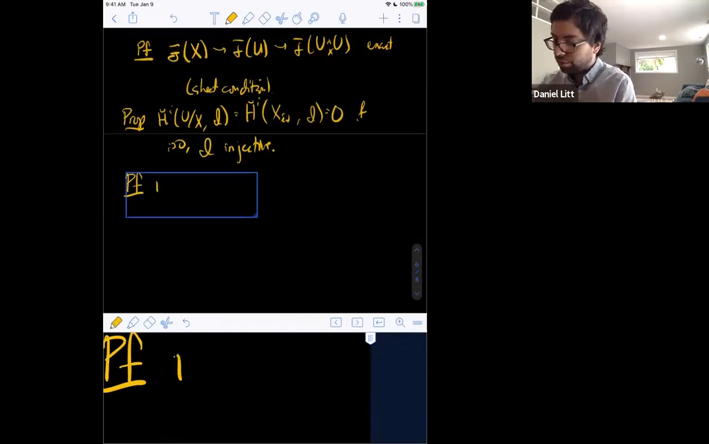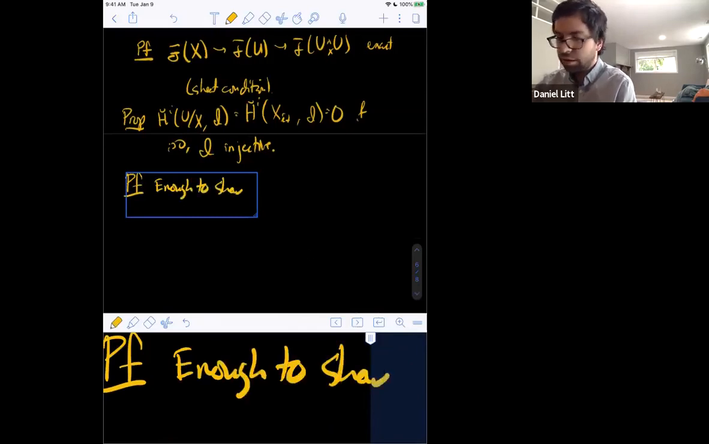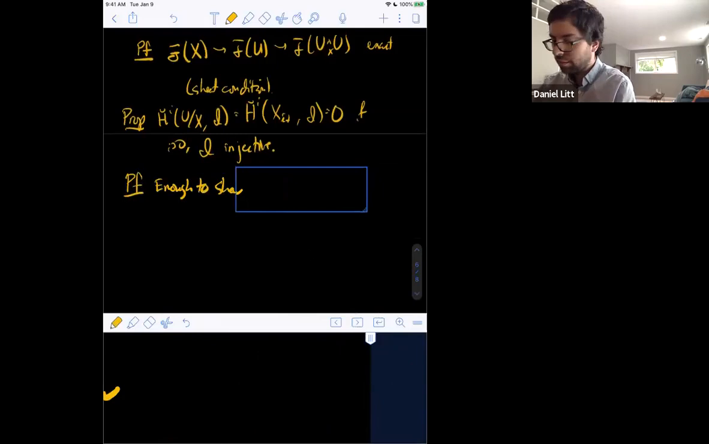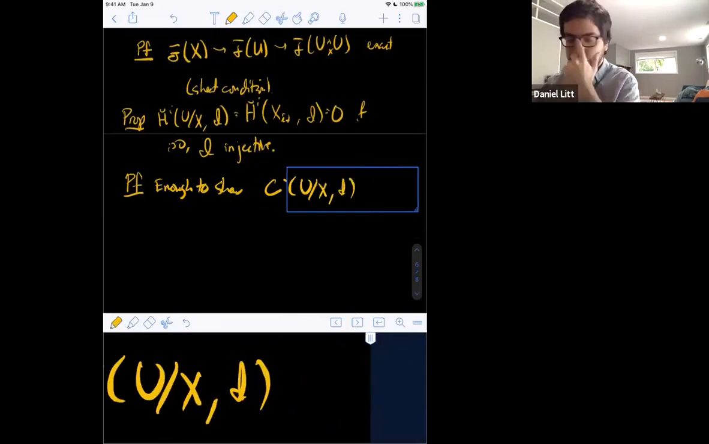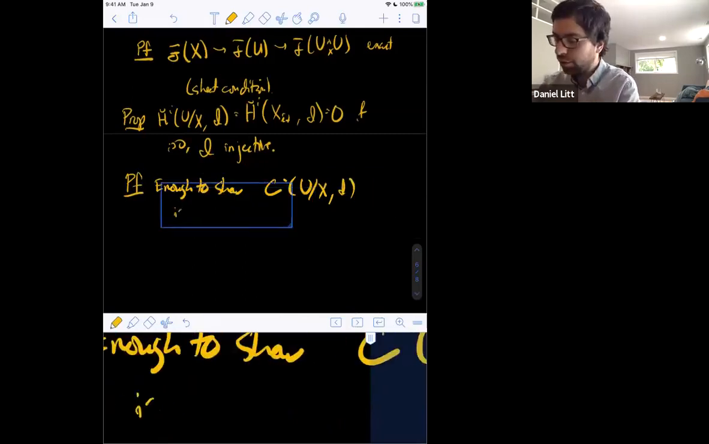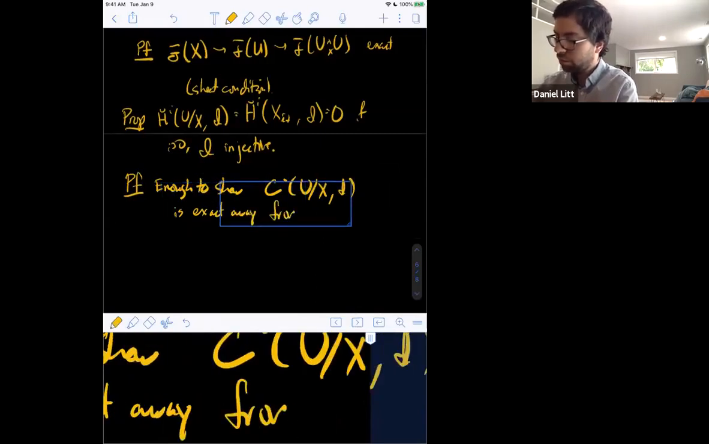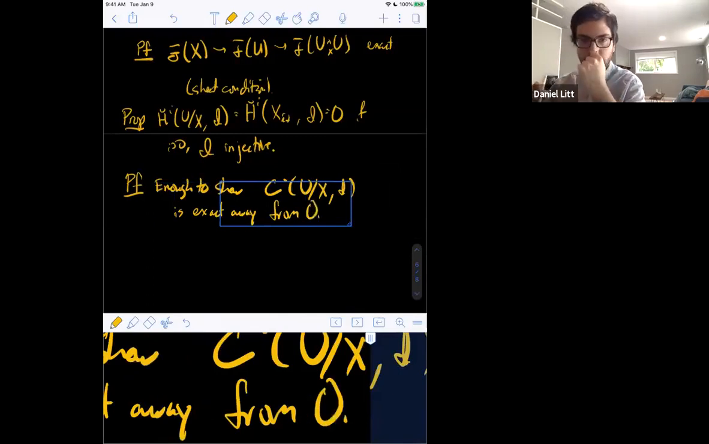So it's enough to show that this complex for any cover U is exact away from 0. Can anyone tell me why this is true?